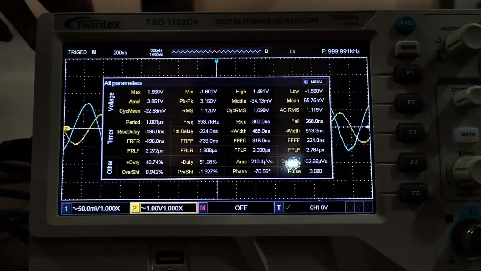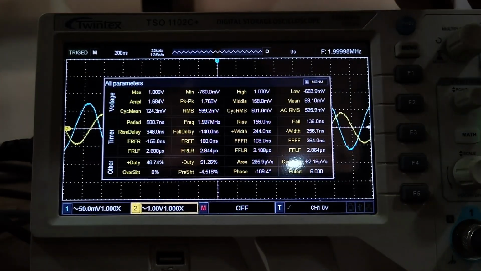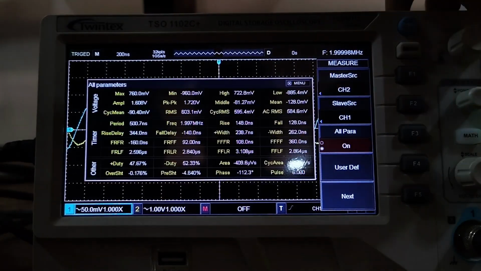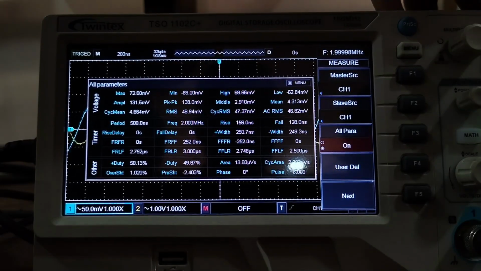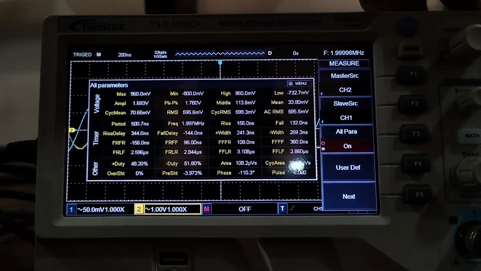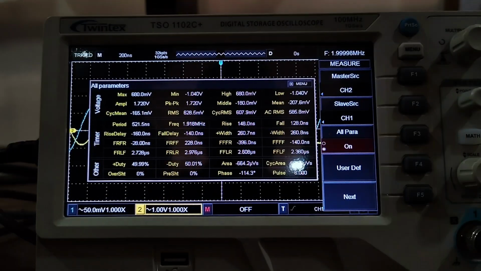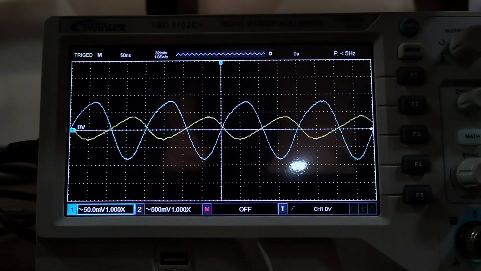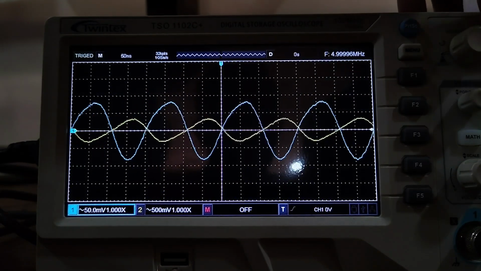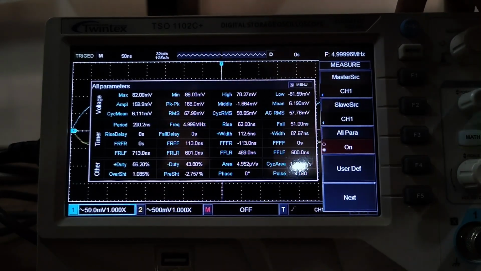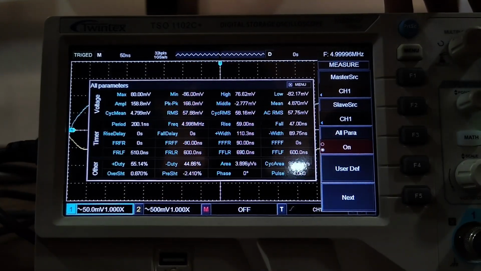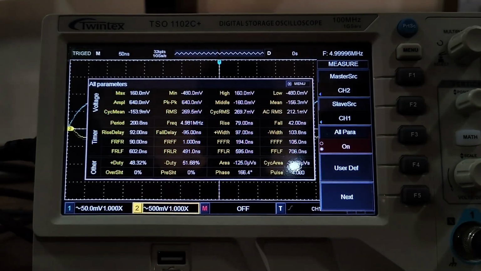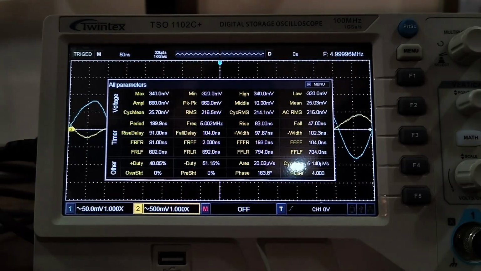Now if we take frequency at 2 megahertz, then our oscilloscope shows here the output. In channel 1 the peak to peak voltage is 140 millivolt, and in channel 2 the peak to peak voltage is 1.72 volt. Now if we take 5 megahertz at our function generator, then our oscilloscope shows that in channel 1 the peak to peak voltage is 166 millivolt, and in channel 2 the peak to peak voltage is 640 millivolt.